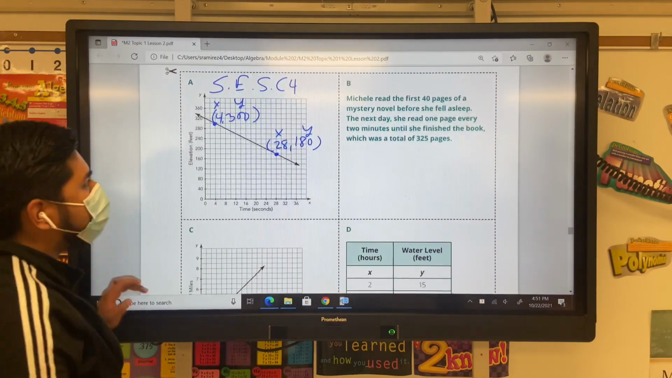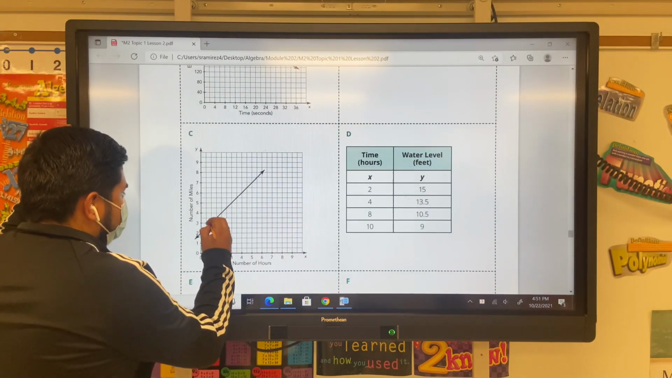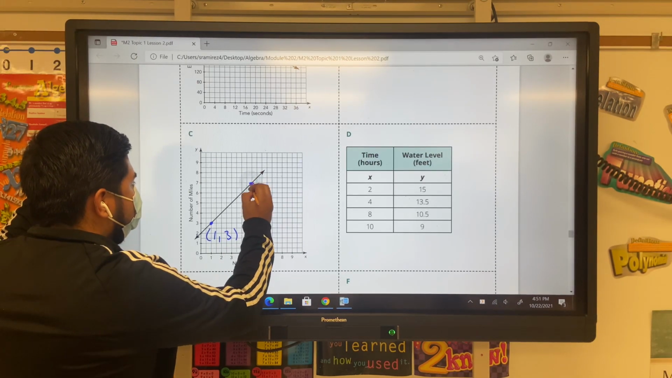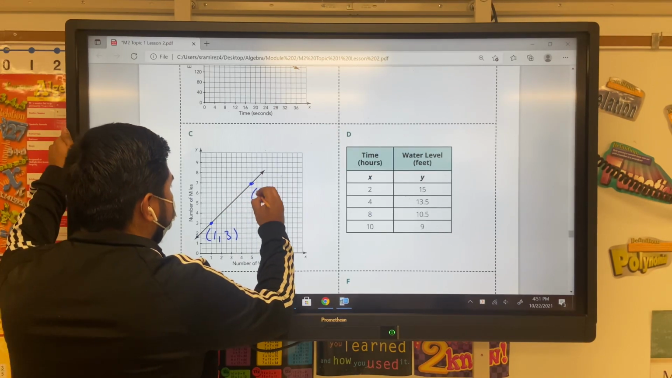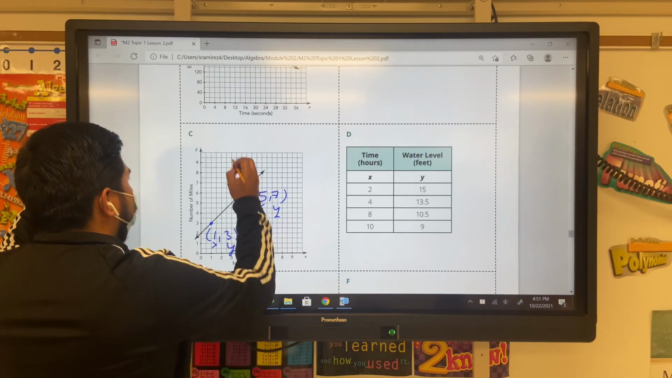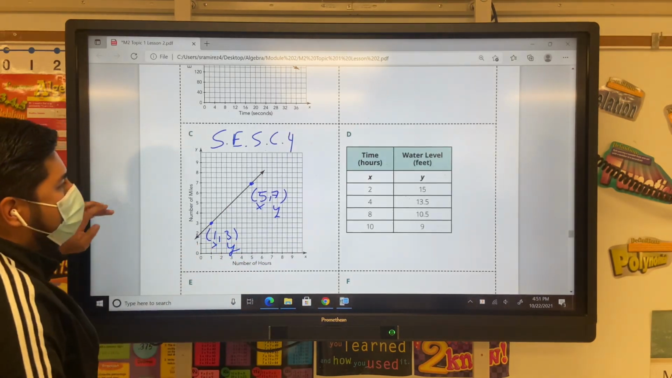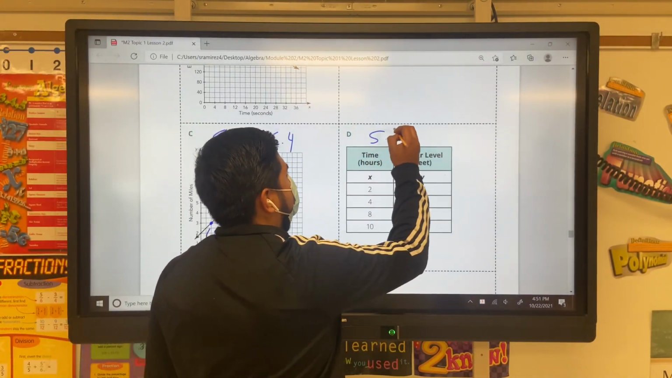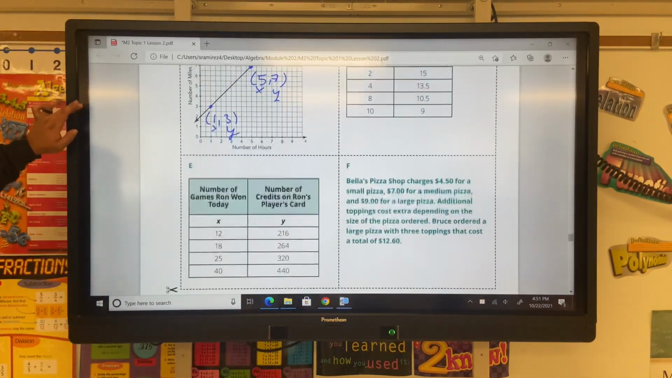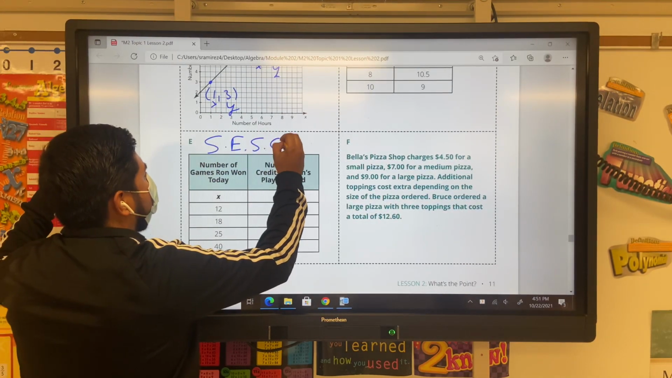Calculator, you should do it. Leave this to the end, letter B. Same thing right here. 2 points. 1, 3, 5, 7, x, y. Stat, edit, stat, calc 4. Same thing for the table. Stat, edit, stat, calc 4.